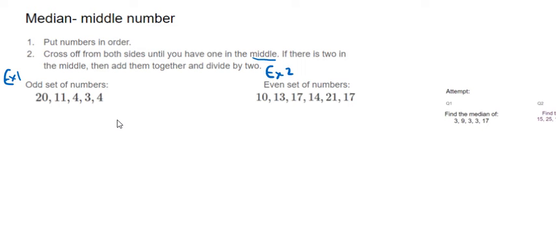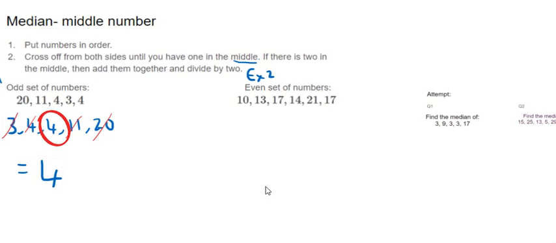First thing we're going to do for example 1 is put the numbers in order. So 3, then 4, and 4 appears again, then 11, and then 20. Now they're in order of size. Next part is to cross them off from both sides. I'm crossing off the smallest one first and then the biggest one, and then the next smallest one and the next biggest one. You'll see clearly that you've got a number in the middle. So the answer there is 4. 4 is the median for that example.